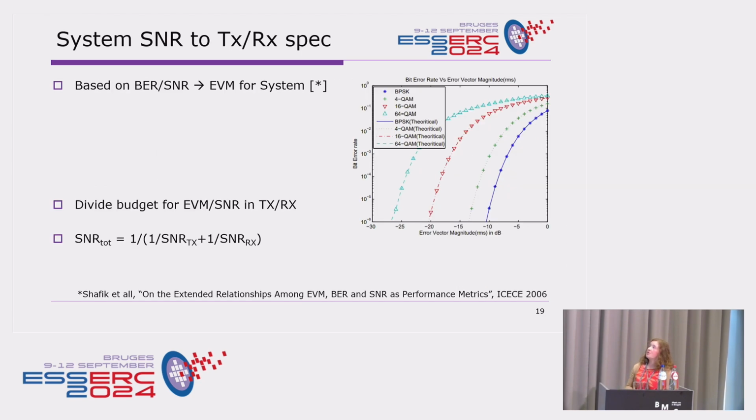Now you can also translate in the same way with the same kind of equations towards an error vector magnitude, which is also a spec for the system that we can use. And then, how do we define now? Typically, we have a receiver, we have a transmitter. How do we define which one gets so much SNR and the other how much the remaining part? That's typically 50-50. But in general, if you want to divide it otherwise, you need to make sure that this equation is holding.